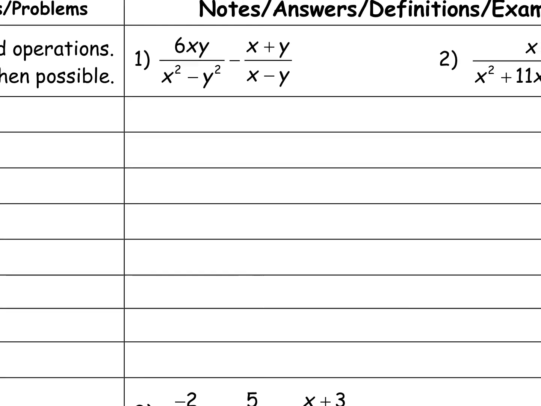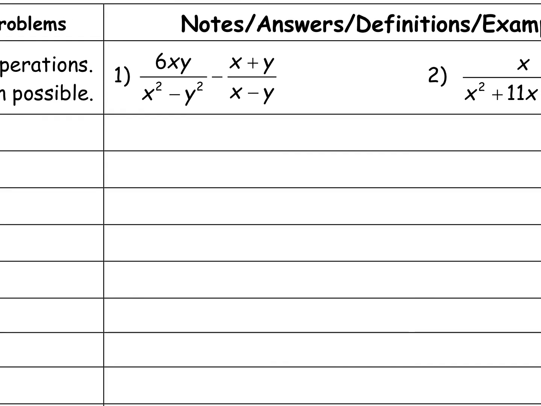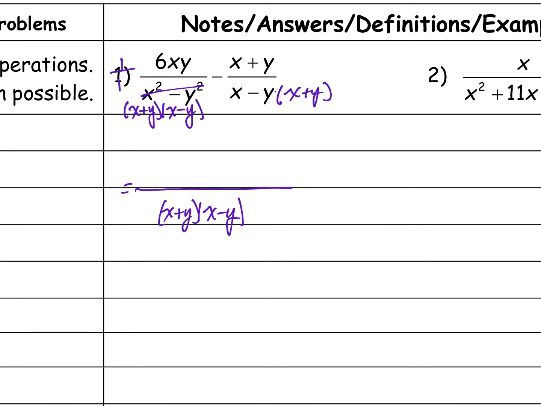So on the first one, my first denominator factors to x plus y times x minus y. So my common denominator for this problem is going to be x plus y times x minus y. I need everything in my first denominator, and I already have an x minus y, so I'm good. So what do I need to multiply the first one by? 1 over 1. And what do I need to multiply the second one by? Well, this needs an x plus y. So x plus y.